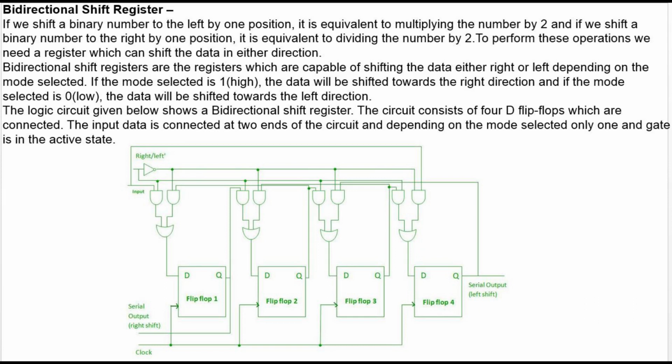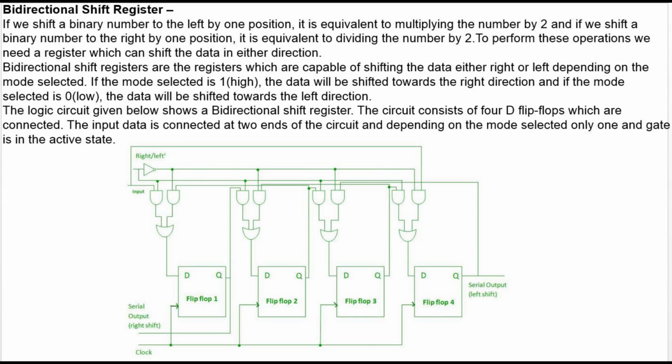Bidirectional shift registers are registers which are capable of shifting data in either left or right, depending on the mode selected. If the mode selected is 1, which is high, the data will be shifted towards the right direction, and if the mode selected is 0, which is low, the data will be shifted towards the left direction.